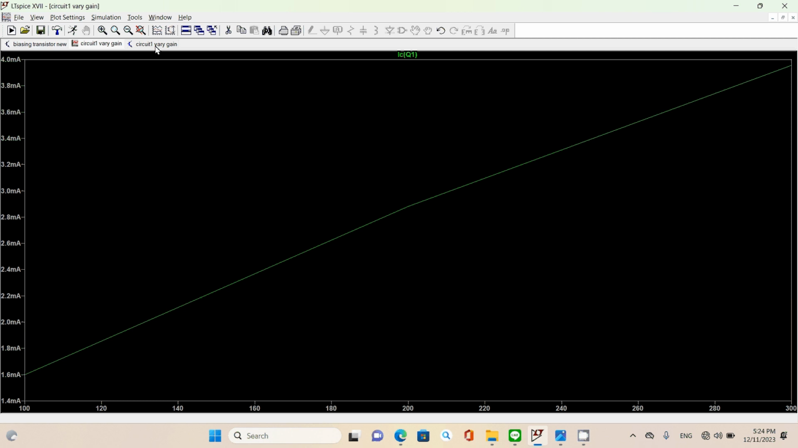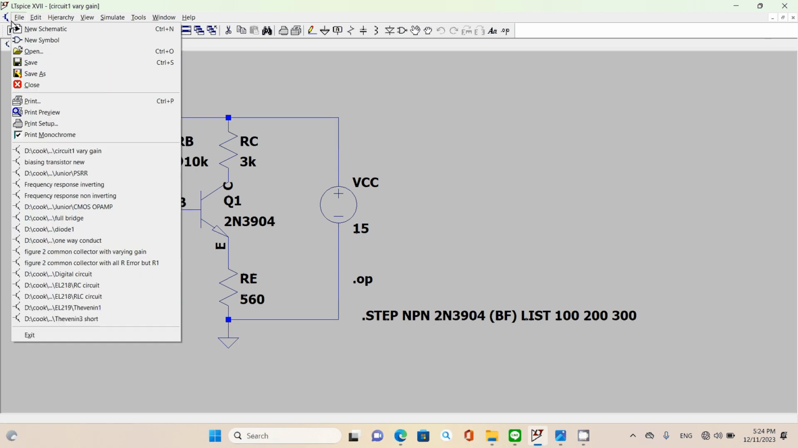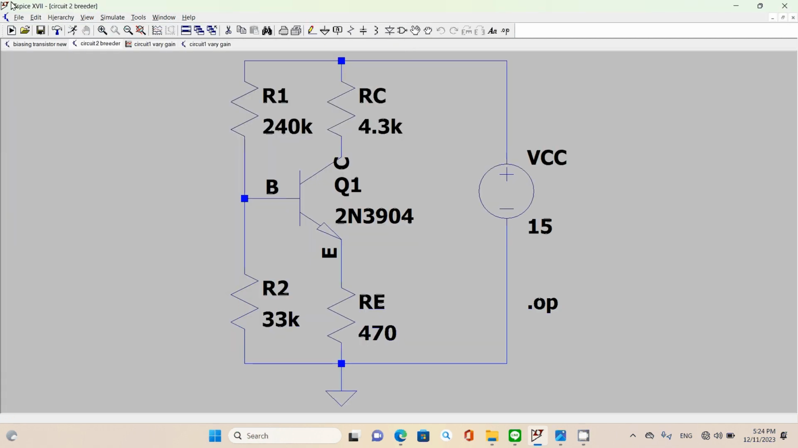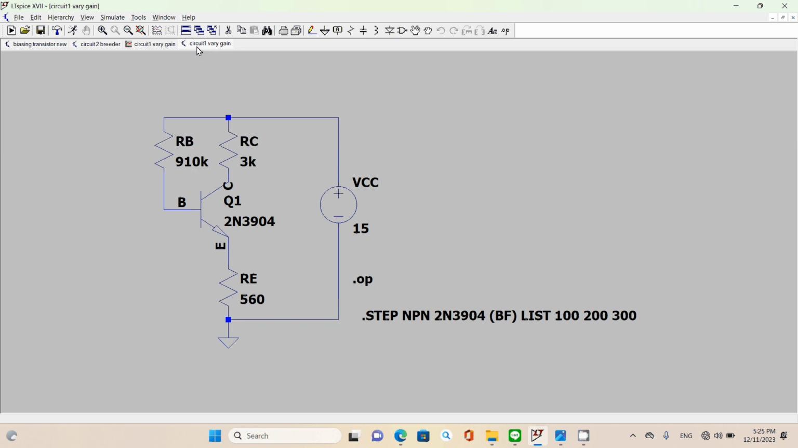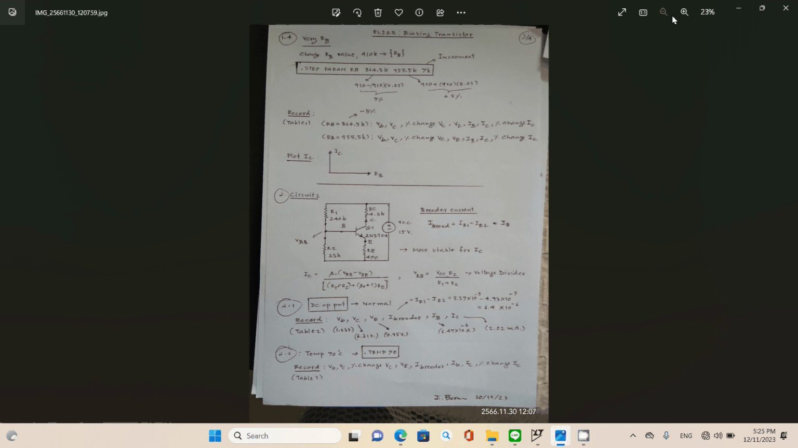Next, you're going to vary RB or the base voltage. Let me open the base transistor. Supposed to have the bleeder circuit. Okay, this one. I don't have it, well, let's work together. Something is not right. Let's get back to circuit one, vary gain. And by following the instruction, let's get back to part one. Okay, this is your vary RB.